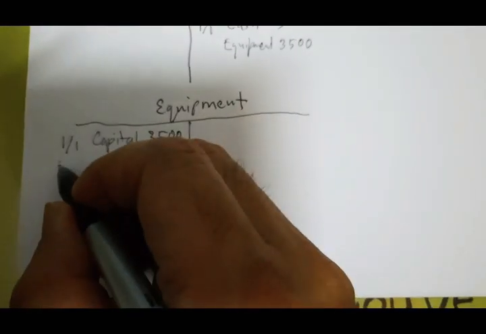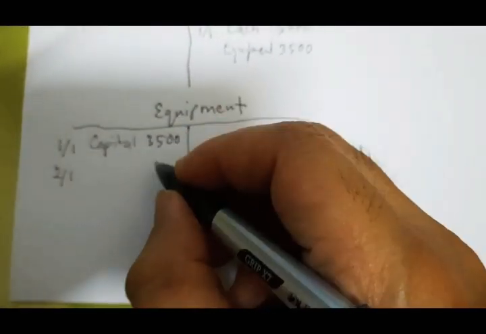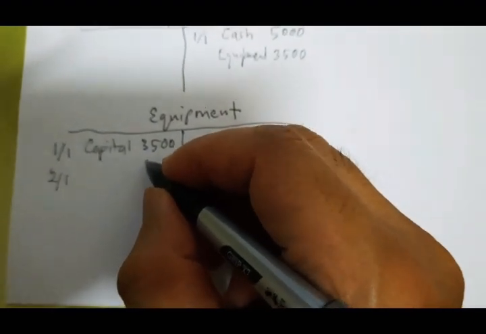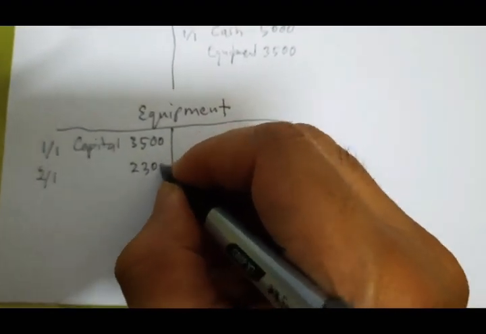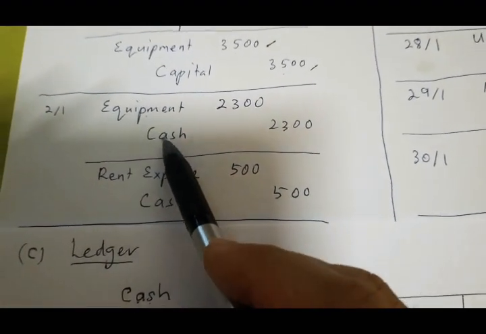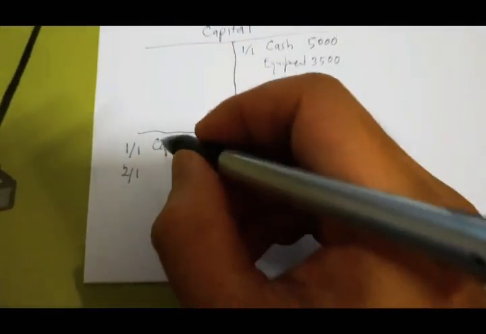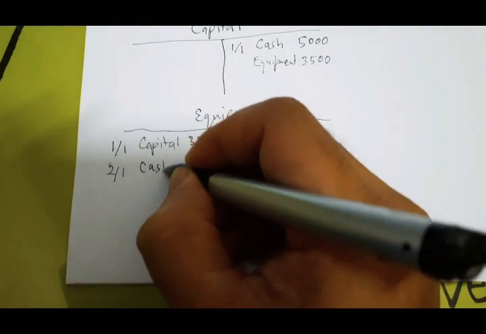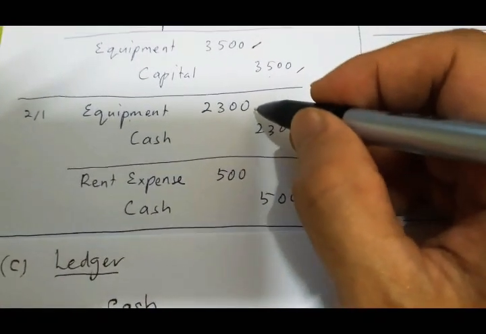So you write in the account equipment, 2nd of January, debit 2,300. Refer to what account? Equipment debit 2,300, refer to cash account. So you write here cash. Refer to account cash. Okay, so this is done.